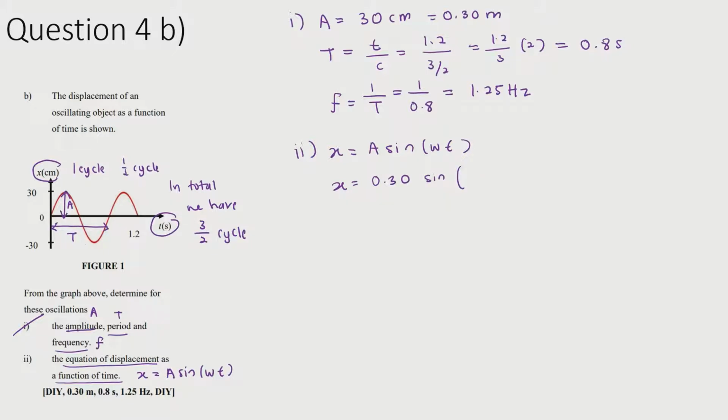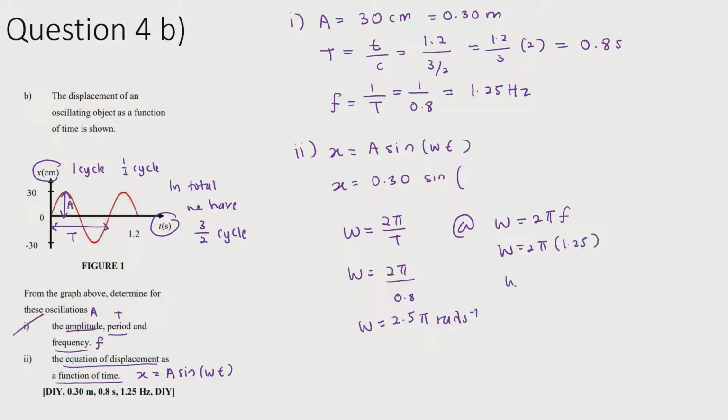We don't know our angular frequency or angular velocity, but we can find for it because we know our period. We can use this formula, omega equals to 2 pi over T, or we can use omega equals to 2 pi f. Both will give you the same answer. So the period is 0.8, which will give you 2.5 pi radian per second. So 2 pi times 1.25, which will give you 2.5 pi radian per second.